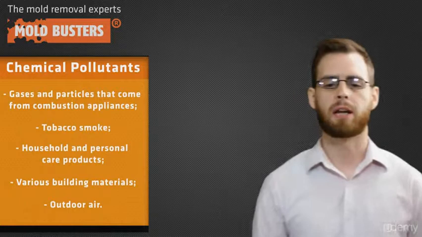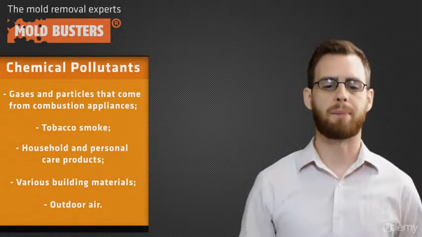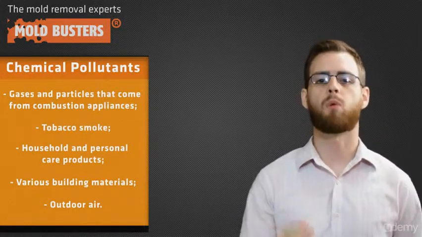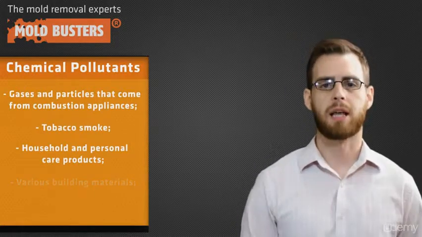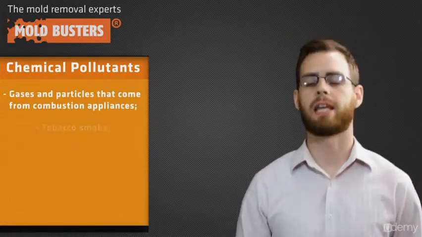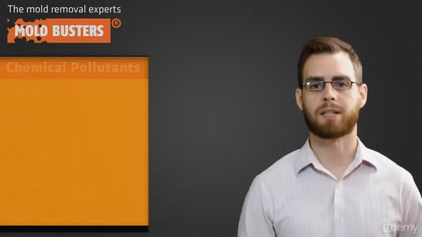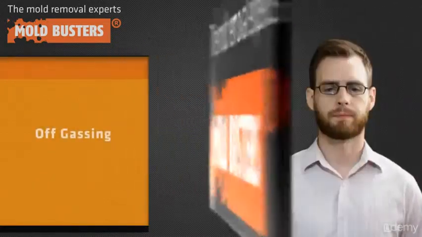Other pollutants in our home can come from furniture, cabinets, building materials, paint, wallpaper, cleaning products, glues, and some cosmetics, because they emit gases into the indoor air. We call this process off-gassing.